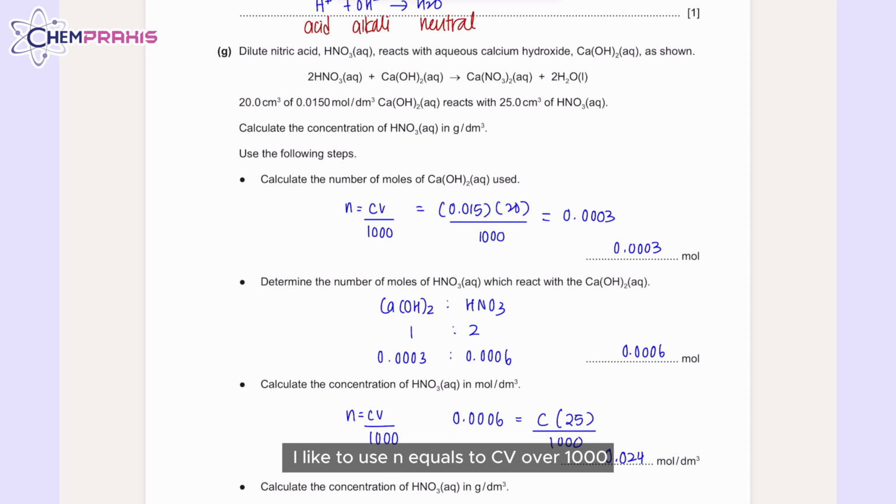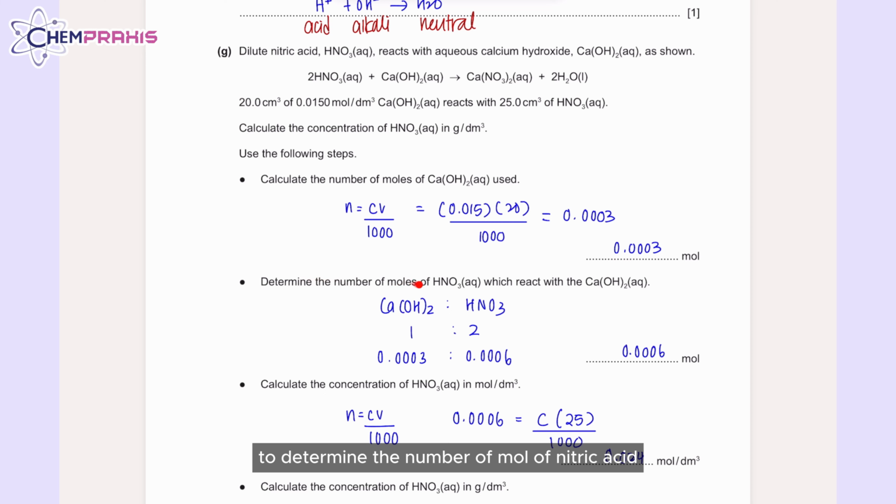Usually, I like to use n equals CV over 1000. n stands for number of mole, C stands for concentration, V stands for volume. We divide by 1000 because we want to change cm cube to dm cube. So with this formula, we find the number of mole of calcium hydroxide, which equals 0.0003.